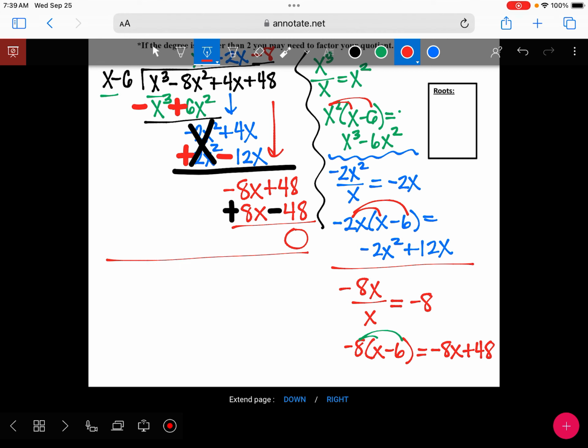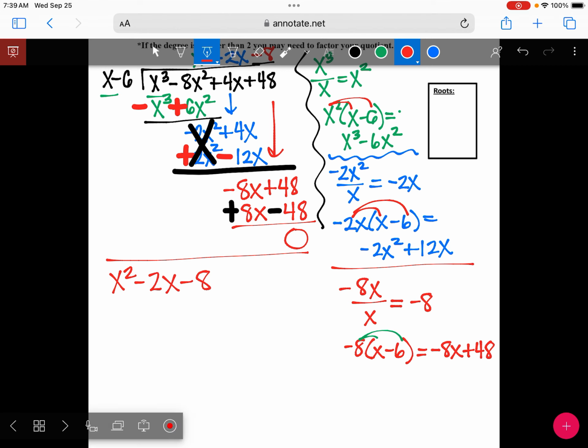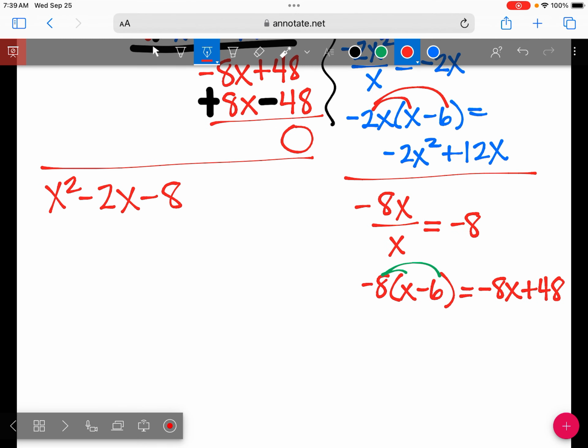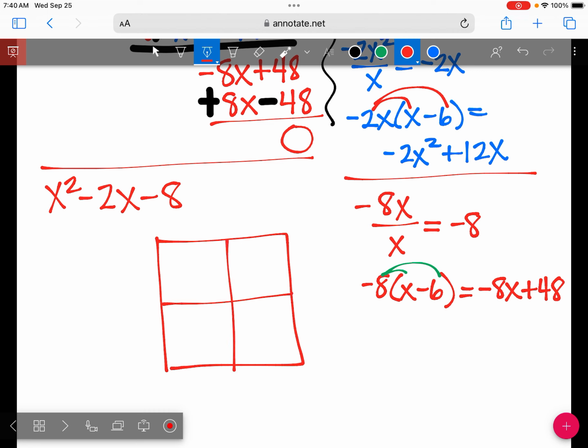So on our roof, we have x squared minus 2x minus 8. So I need to find, let me make my box. X squared always goes here. Negative 8 goes here. So I need to find two numbers that multiply to give me a times c, which is negative 8, but adds to a negative 2. So don't say it out loud. Just give me a thumbs up when you figure out my numbers. They multiply to give you negative 8, but add to negative 2.